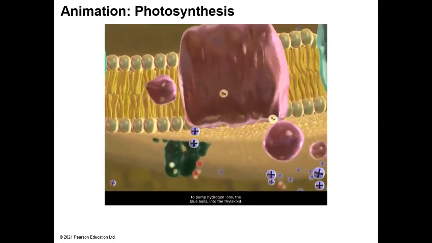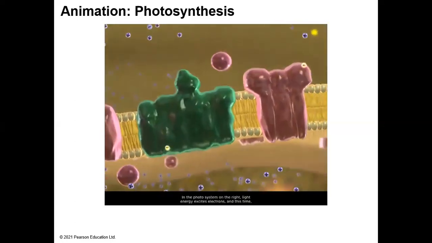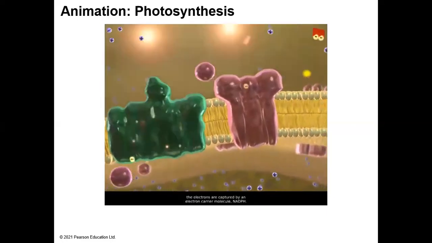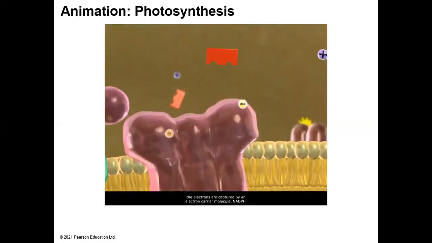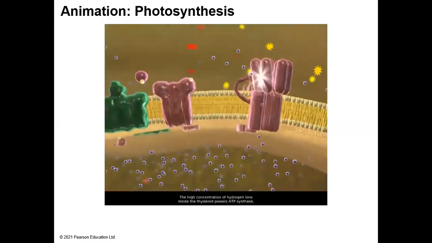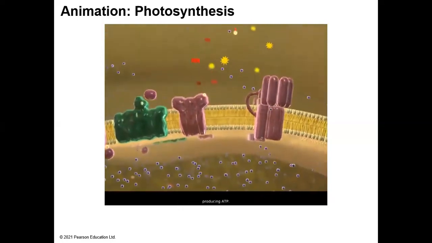into the thylakoid. In the photosystem on the right, light energy excites electrons, and this time the electrons are captured by an electron carrier molecule, NADPH. The high concentration of hydrogen ions inside the thylakoid powers ATP synthase, producing ATPs.